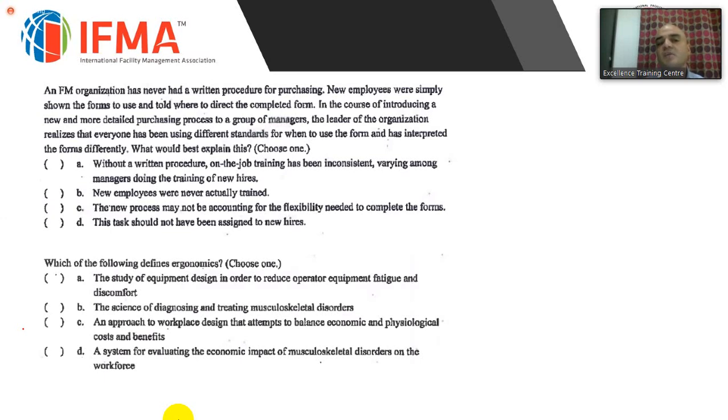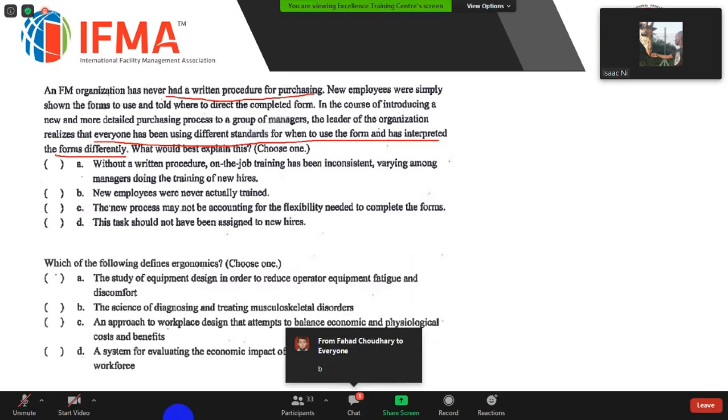So we have an IFMA organization, and usually divide the questions when they are long. There was no written procedure. Employees were simply shown the forms and were told what to do. The problem is that everyone has been using different standards for when to use the form and has interpreted the forms differently. What is the reason? The new employees were never trained. B. Alpha? Yeah. A.